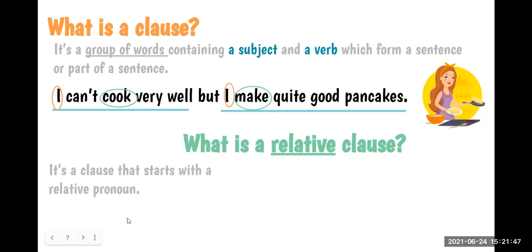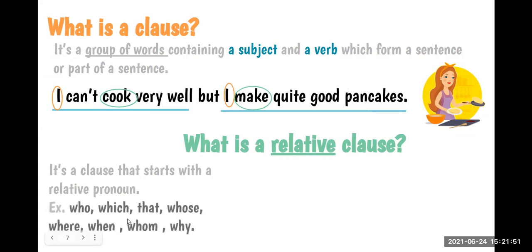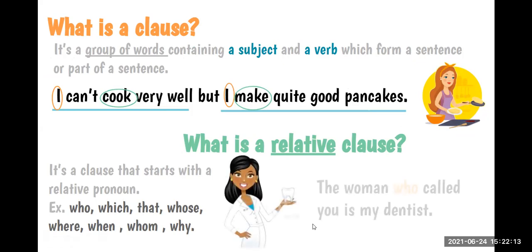Okay. So here we have some examples of relative pronouns. Who, which, that, whose, where, when, whom, and why. All of these are relative pronouns. Of course, we have some others that we don't have here in the examples, but these are some examples of relative pronouns. And we are going to use some of them for this lesson, okay? And here we have a relative clause. The woman who called you is my dentist. As you can see, here we have a relative clause because it starts with a relative pronoun. Okay? Let's see now some relative pronouns that we are going to use.